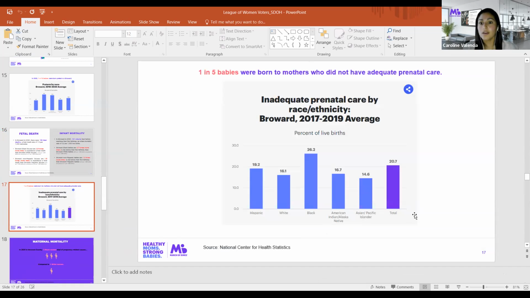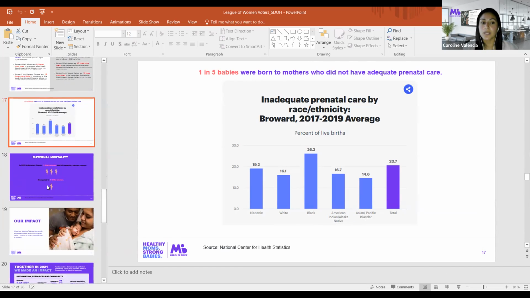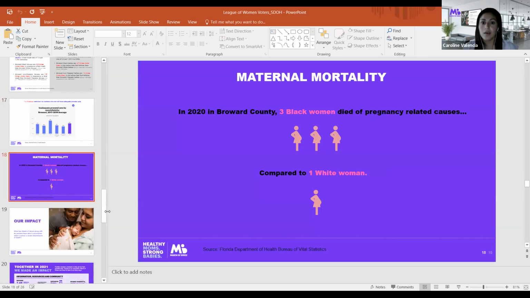And about 1 in 5 babies were born to mothers who did not have adequate prenatal care. And you can see that this really jumps for the Black population. Over a quarter of them didn't have the adequate prenatal care that was recommended. And in 2020, 3 Black women died of pregnancy-related causes compared to white women. And if you go years back, this is typically the trend, about 2 to 3 times more likely to pass.